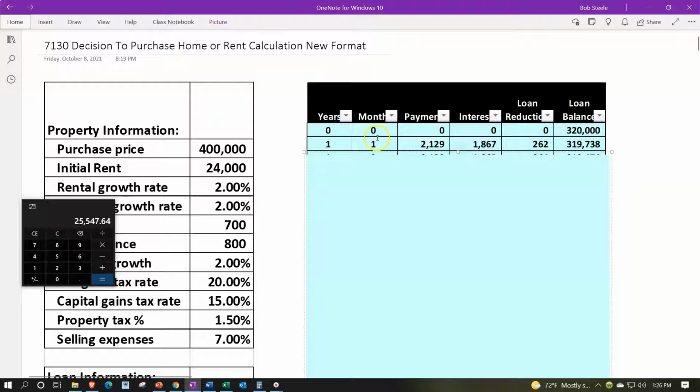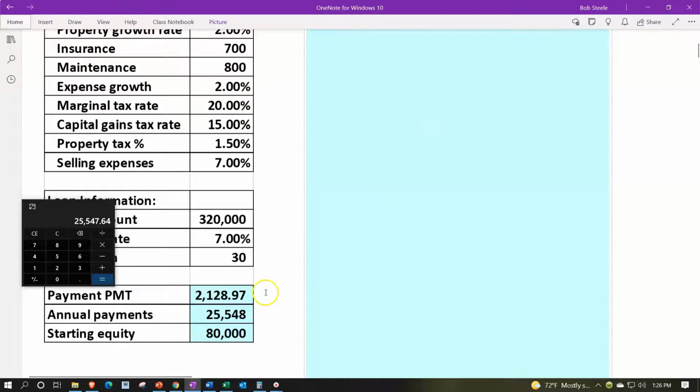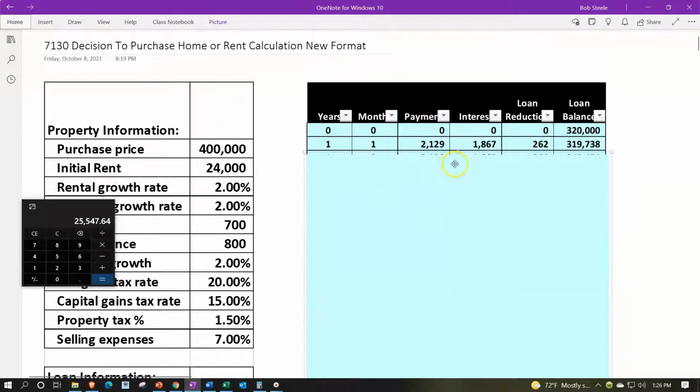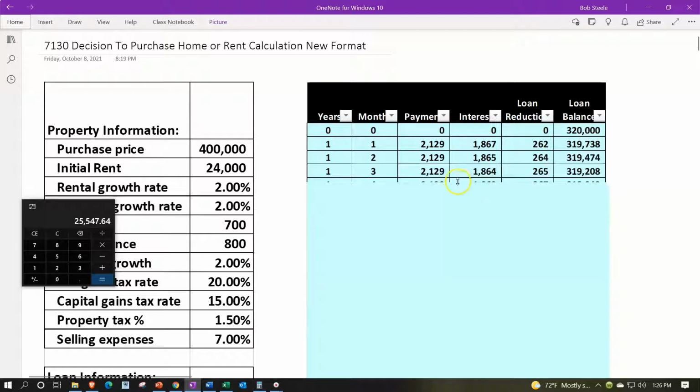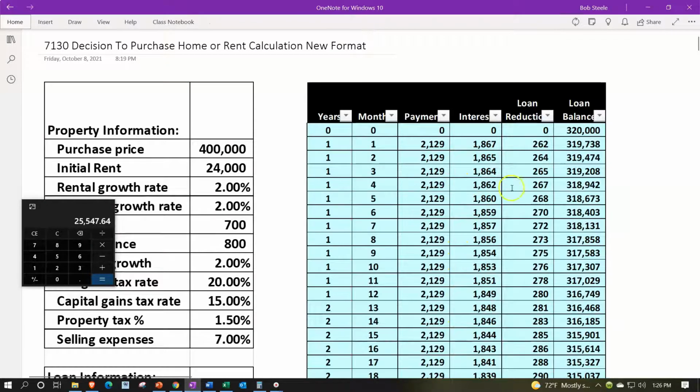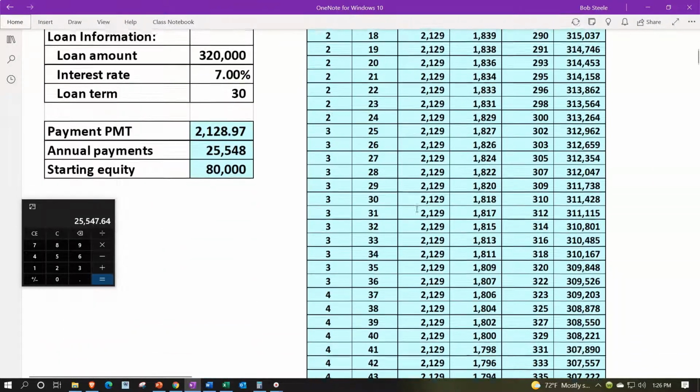So these are broken out by month, starting out with a $320,000 loan, payments of about $2,129, and the interest calculation at that 7%. Then we have the loan balance going down. Note, as we scroll down, the payments are the same.